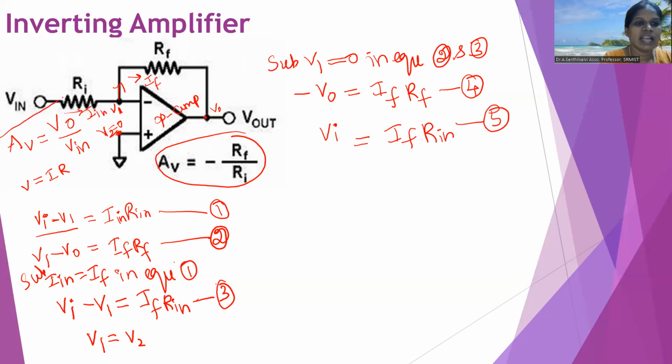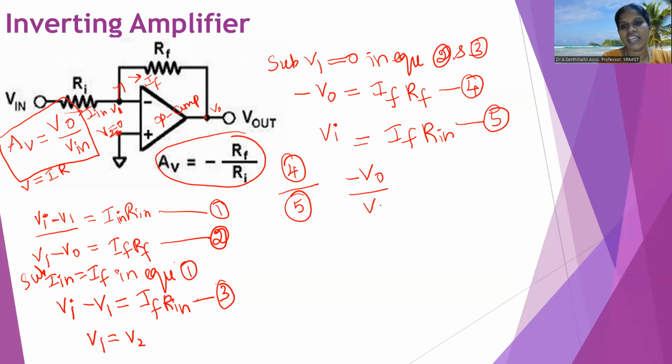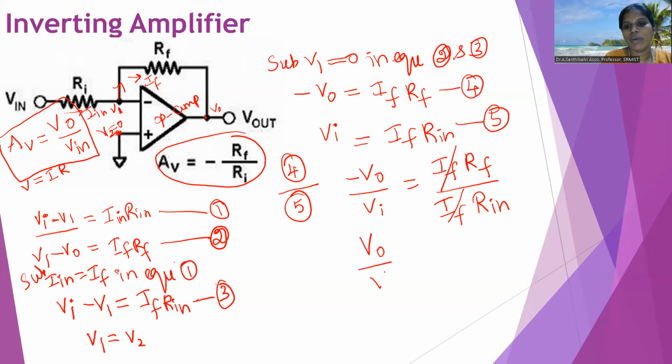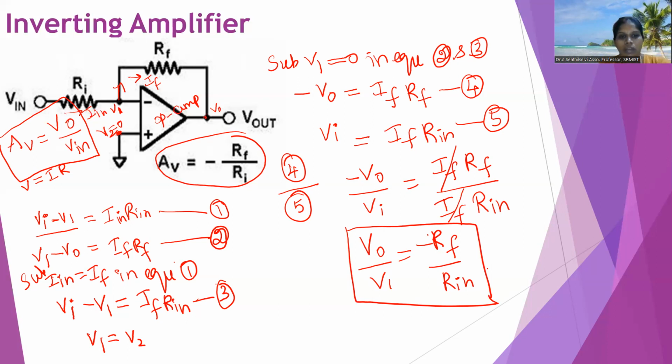We know that the voltage gain A V equal to V out by V in. That's why we divide equation 4 by 5. So minus V out divided by V in equal to I F R F divided by I F R in. So I F gets cancelled. So we get V out by V in equal to minus R F by R in. This is the derivation for the gain of the inverting operational amplifier.